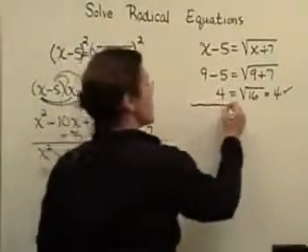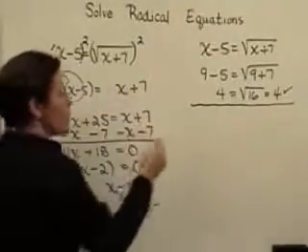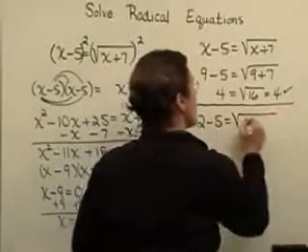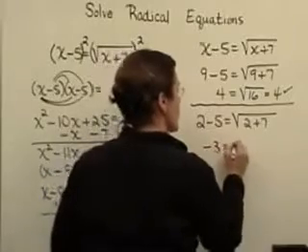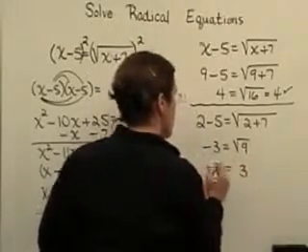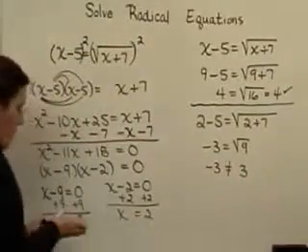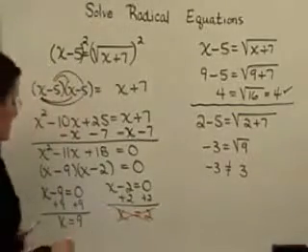When I substitute a 2 for x into the original equation, I have 2 minus 5 equals the square root of 2 plus 7. On the left-hand side, I have a negative 3. And on the right-hand side, I have the square root of 9. Well, the square root of 9 is equal to 3. That is not a true statement. You need to come back and tell me that this is not a good solution to this equation.